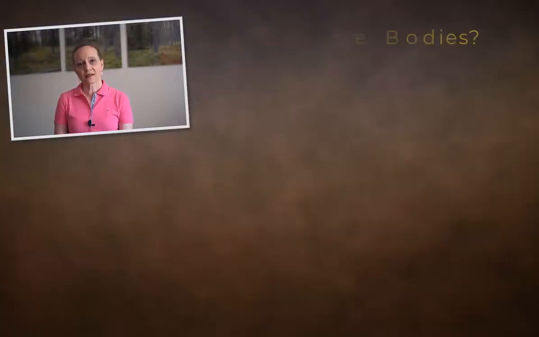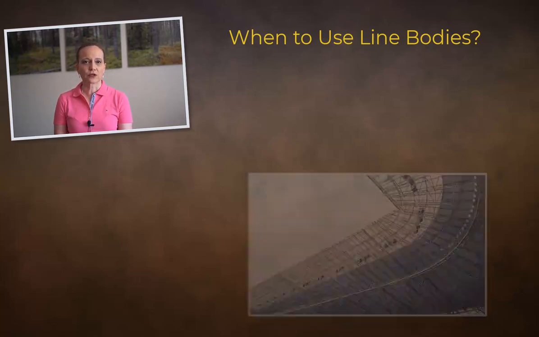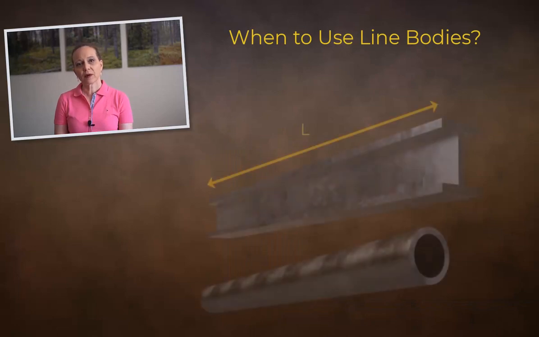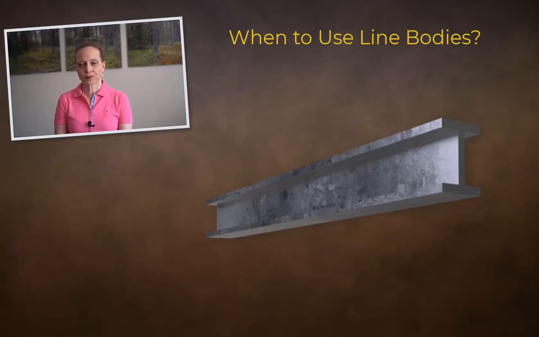A question one may ask is, when do we use line bodies? When it comes to simulating slender structures like columns or beams, line bodies are often the best choice because of their computational efficiency. Take, for example, this large structure. We can see the construction is made of long, slender bodies or beams. When the length of the member is much larger than the cross-sectional dimension, a line body is well suited to model the behavior, but one can also use a more quantitative measure, which is the slenderness ratio.